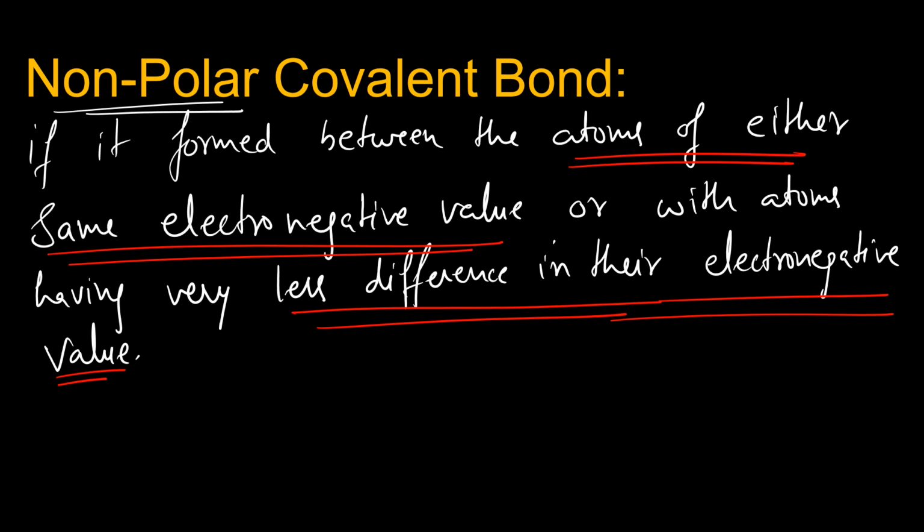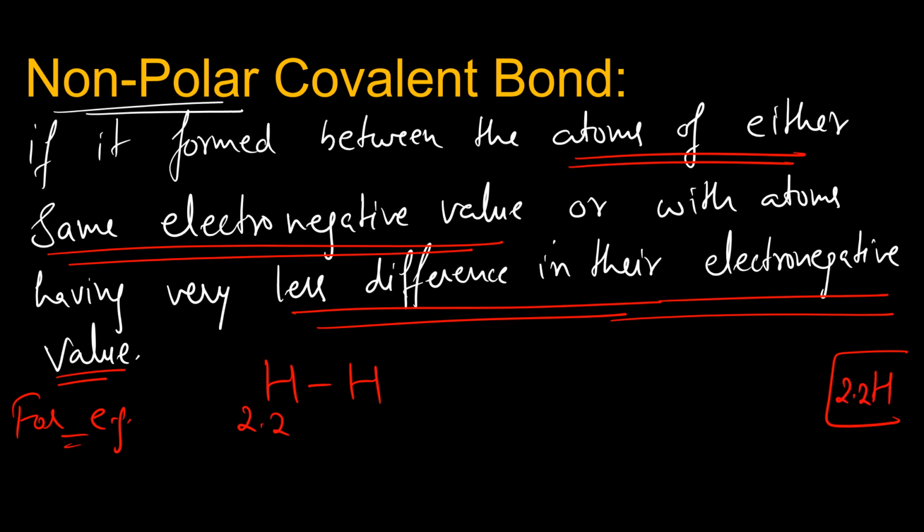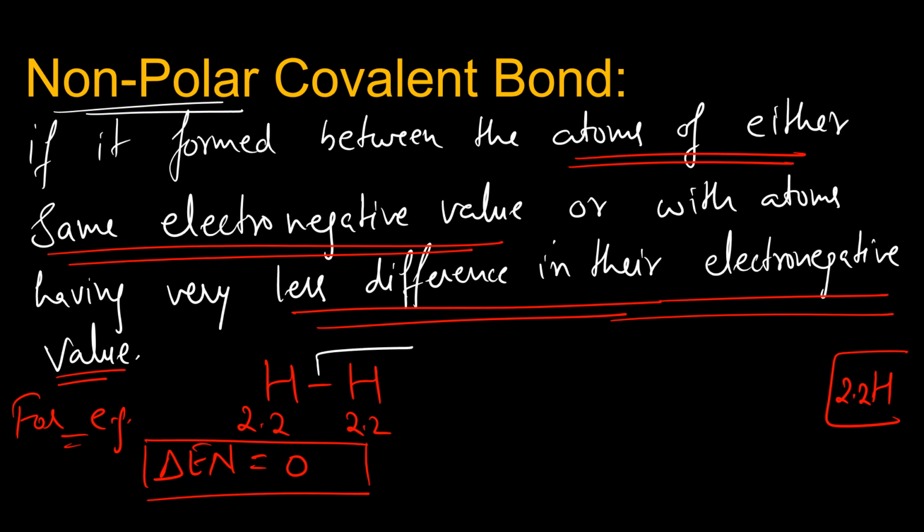Now let's see an example. If I have a hydrogen molecule, which I can write as H bond H. Here, if I check their electronegativity, I know the electronegativity of hydrogen is 2.2. So if we check their electronegativity difference, it is going to be 0. If they have no difference in electronegativity, then this bond is marked as a non-polar covalent bond.